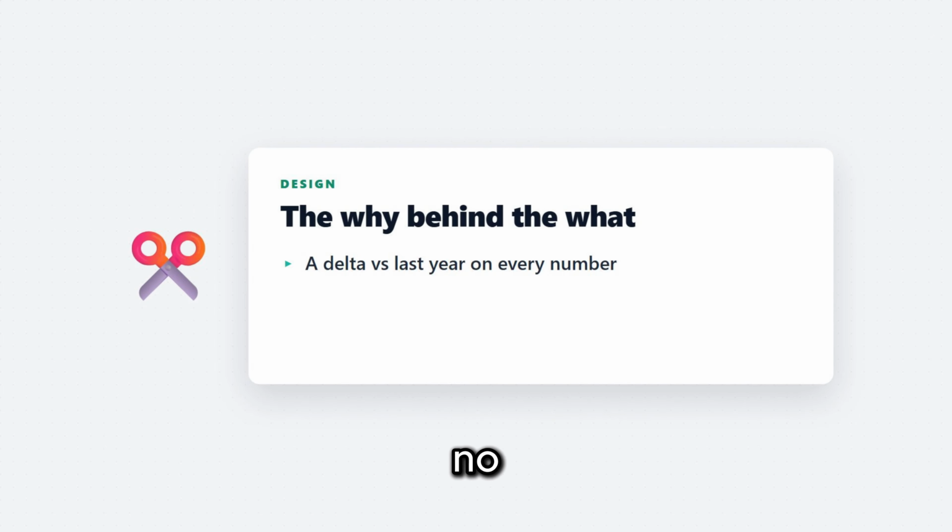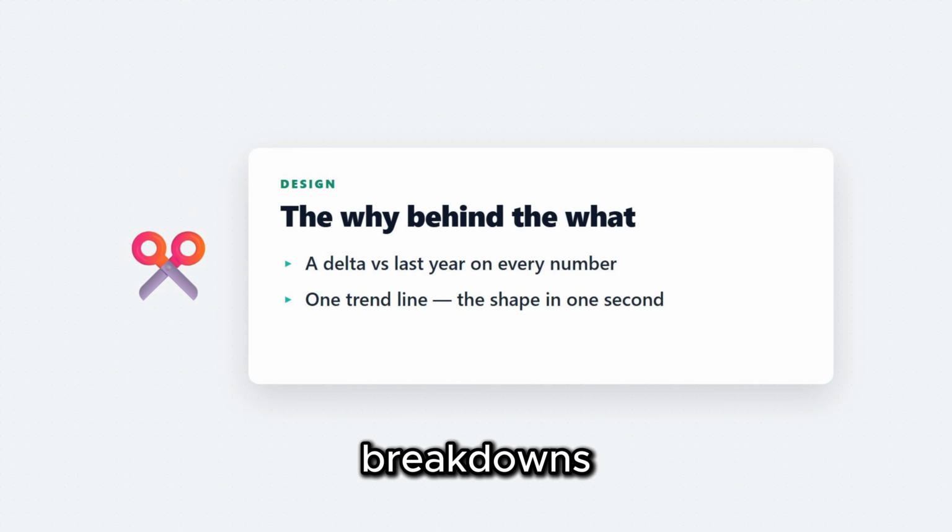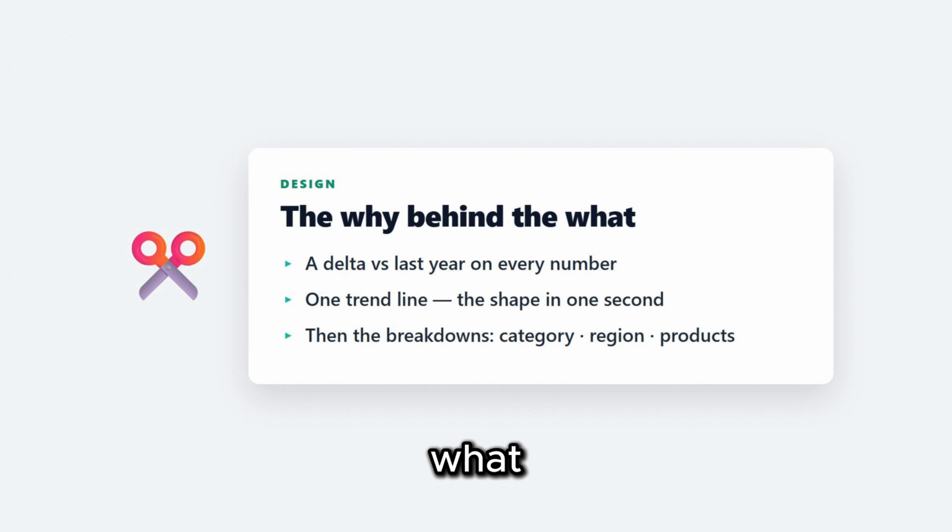A number with no direction is useless. Below that, one trend line, so you can see the shape of the business in 1 second. Then, and only then, the breakdowns. Which category? Which region? Which products? That is the why behind the what.